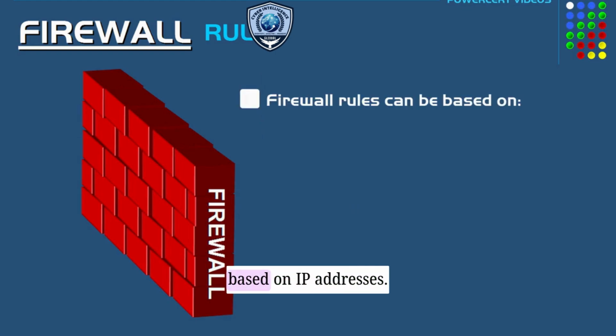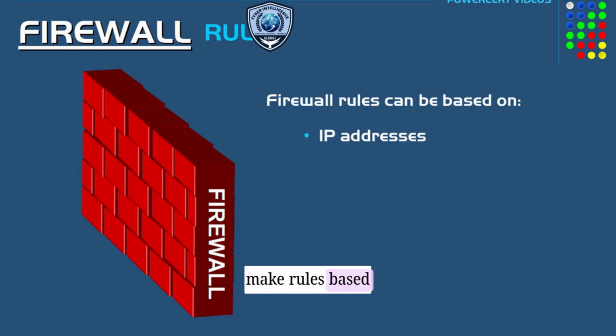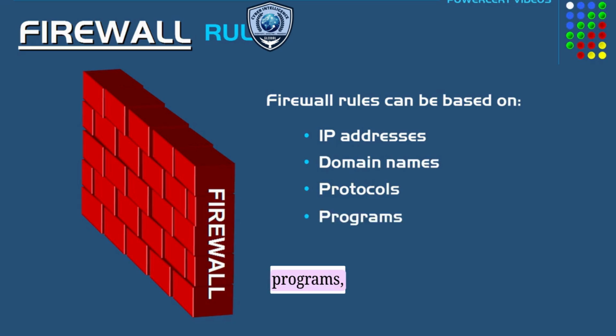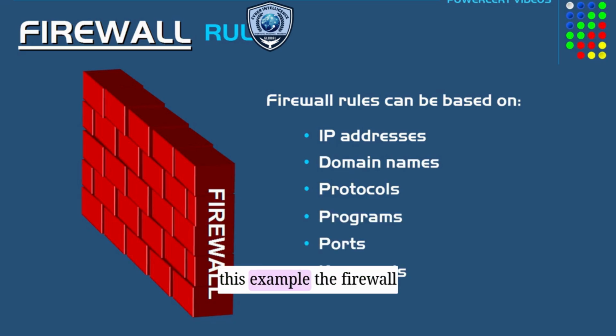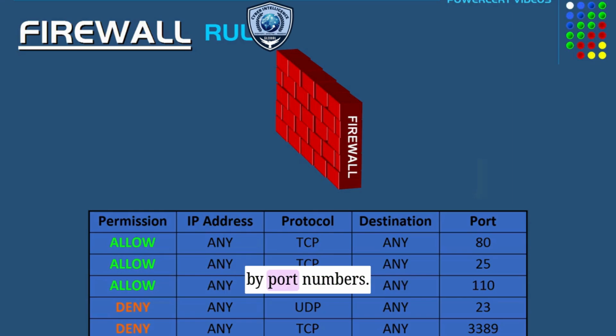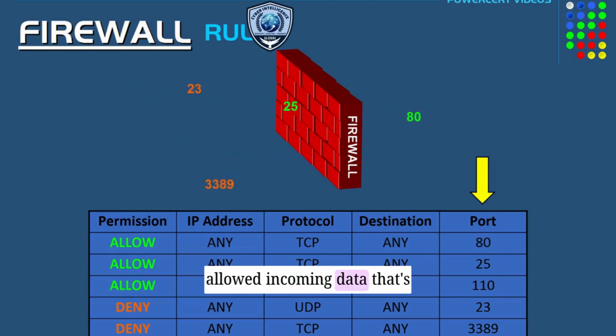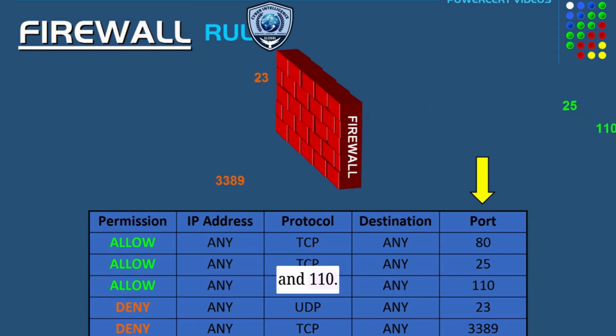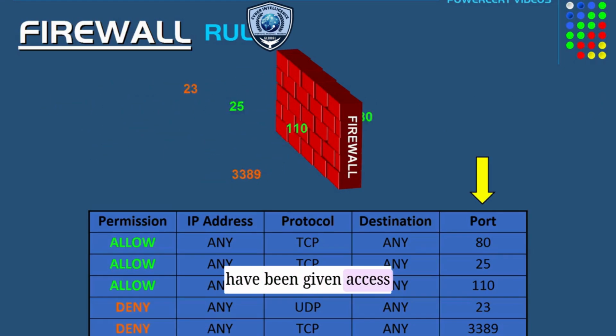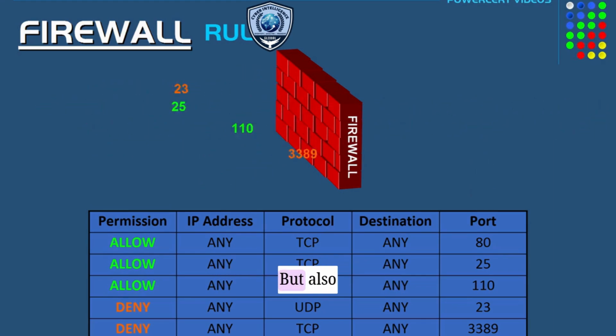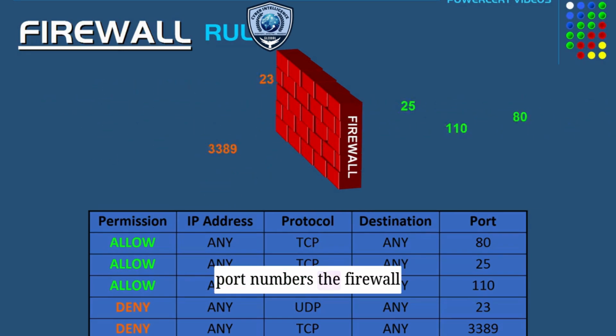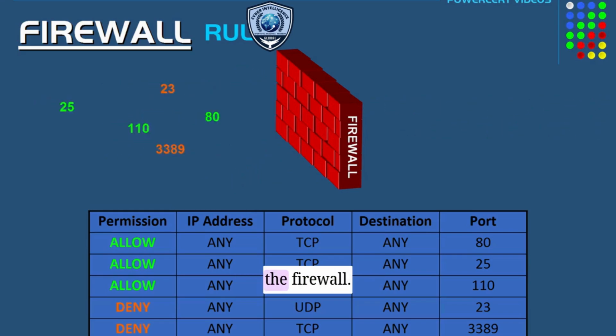Now, firewalls don't just make rules based on IP addresses, but they can also make rules based on domain names, protocols, programs, ports, and keywords. So let's say in this example, the firewall rules are controlling access by port numbers. And let's say that the rules have allowed incoming data that's using port number 80, 25, and 110, and the data using those ports has been given access to this network. So any incoming data that's using those ports can pass through the firewall. But also in this firewall, the rules have denied any data that's using port numbers 23 and 3389. So any incoming data that's using those port numbers, the firewall will deny access and it won't get past the firewall. So in a nutshell, this is how firewalls basically work.